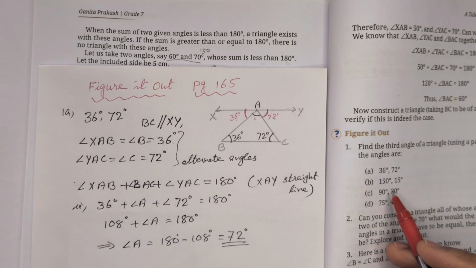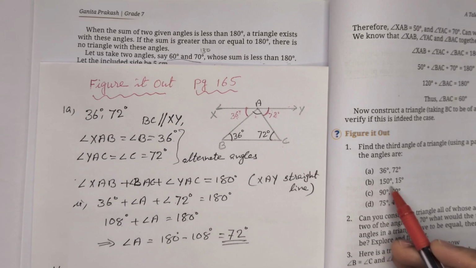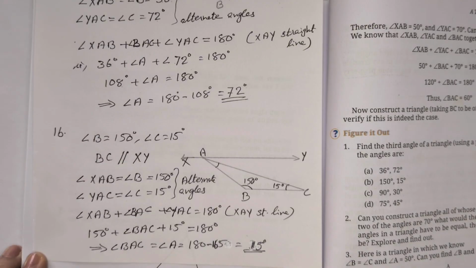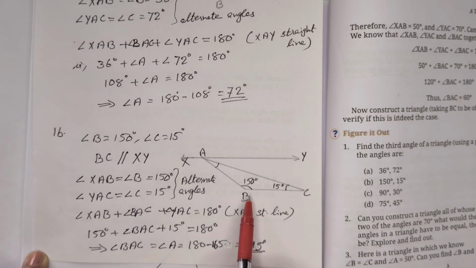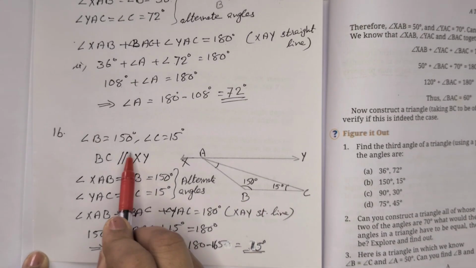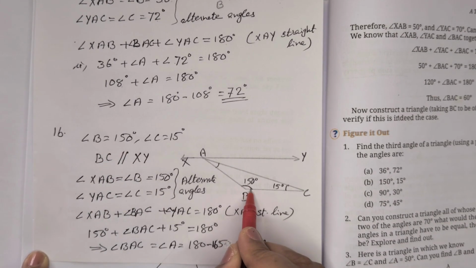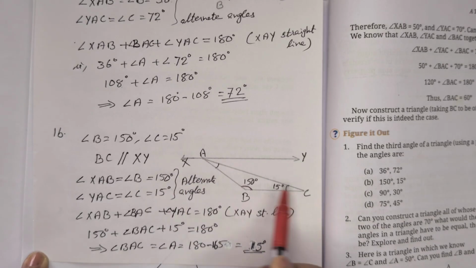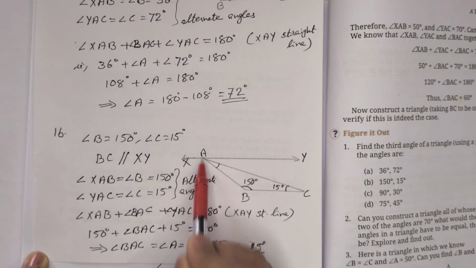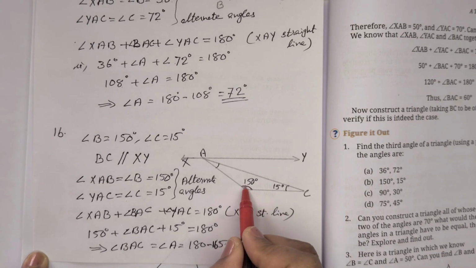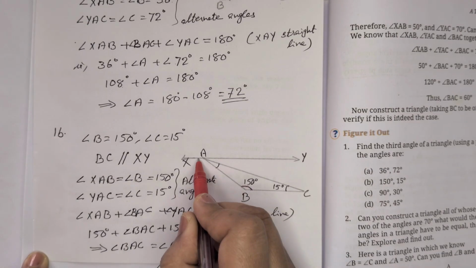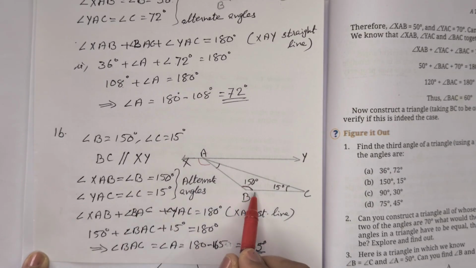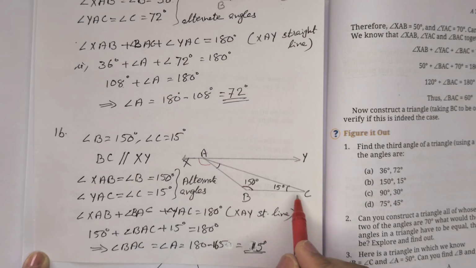Same way, second question, B part, 150 and 15. There also first we draw a triangle ABC the same way. BC is the baseline, with the given measurements. 150 is the angle and here 15 degree. And XY parallel to BC passing through the point A. Now this 150 is same as this angle. That means XAB is same as angle B, 150 degree.